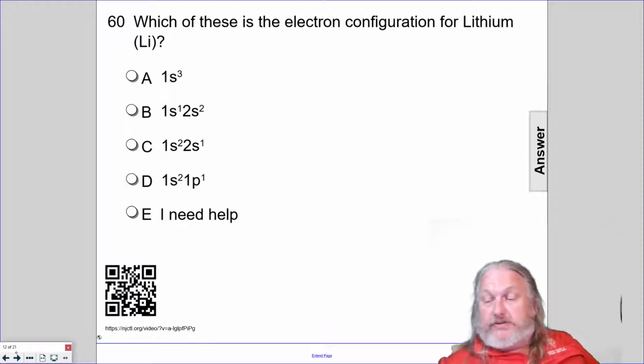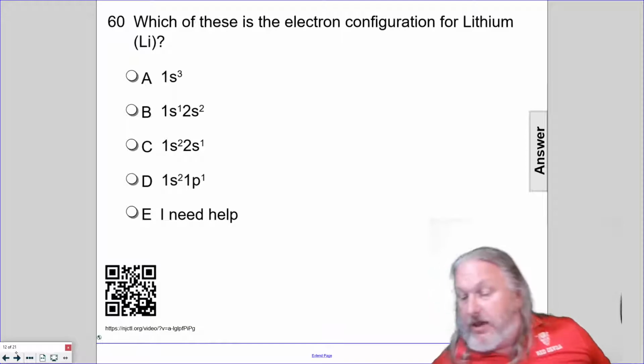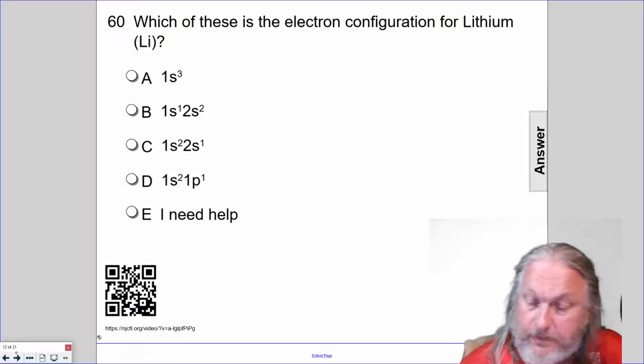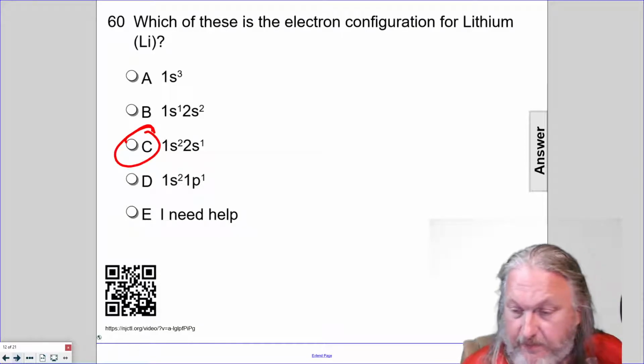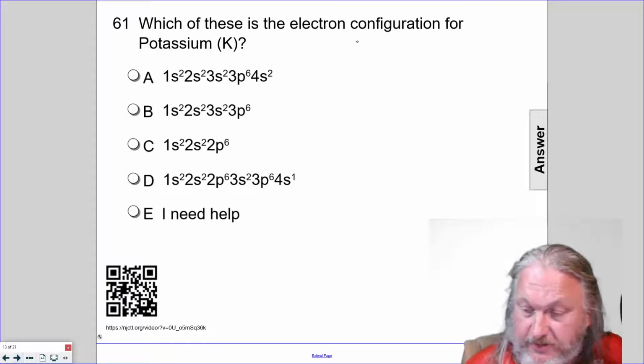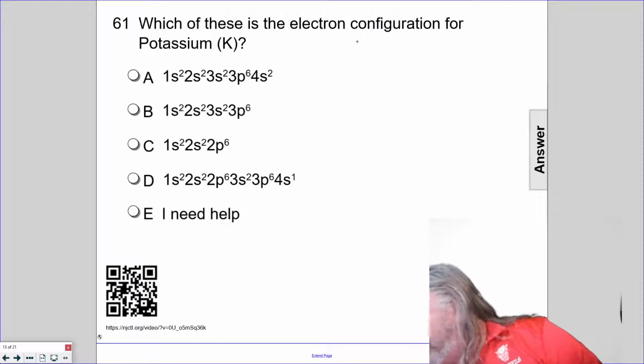So which of these is the electron configuration for lithium? Lithium is atomic number 3. So I've got to fill up my 2 first. So of course that's going to be what? C. Not hard. Which of these is the electron configuration for potassium? Potassium is element number 19.